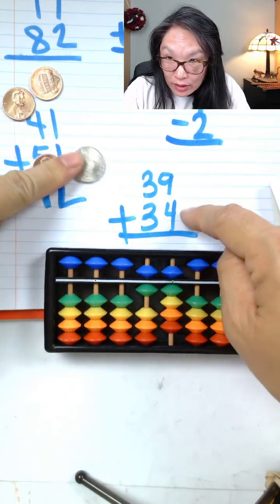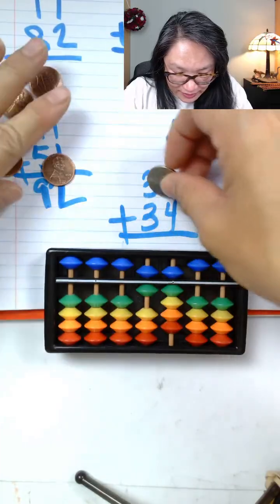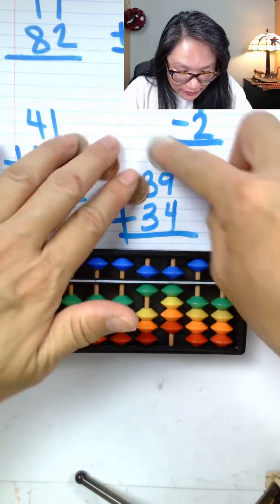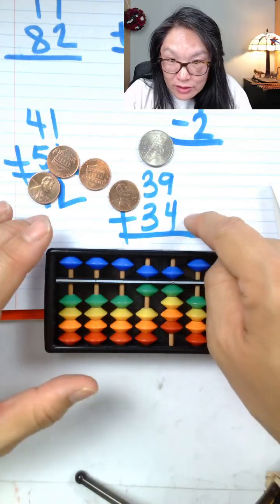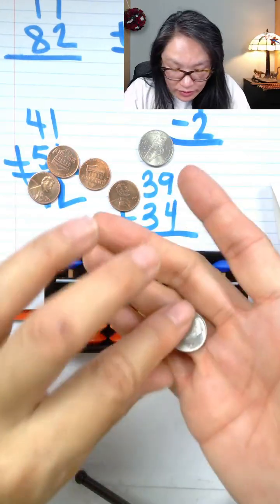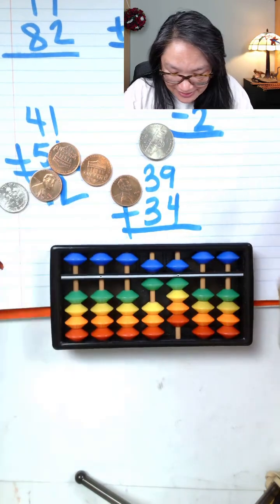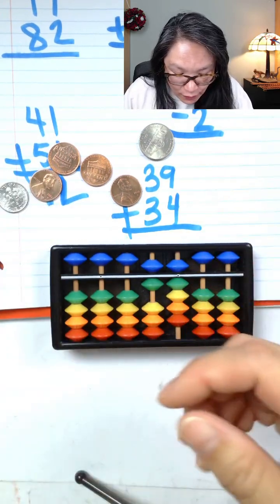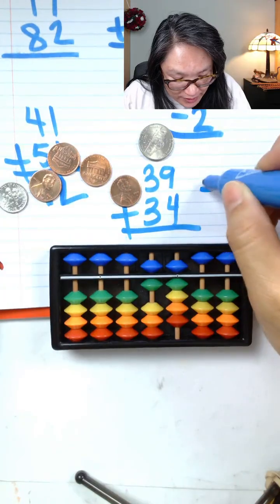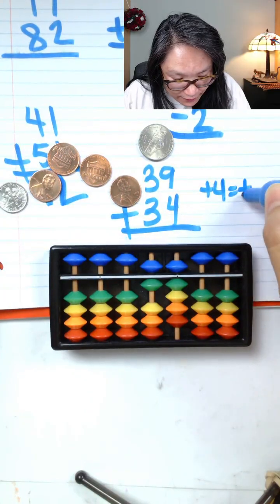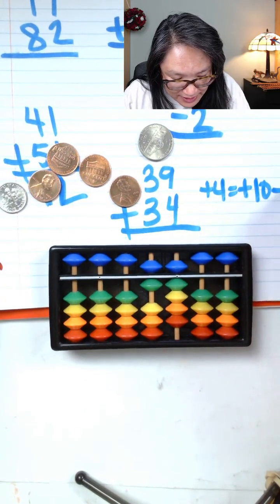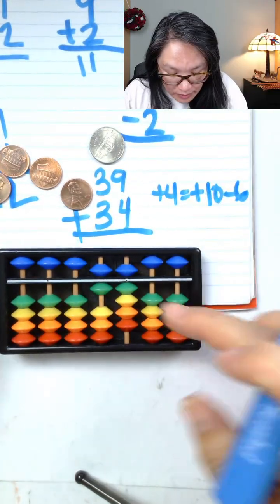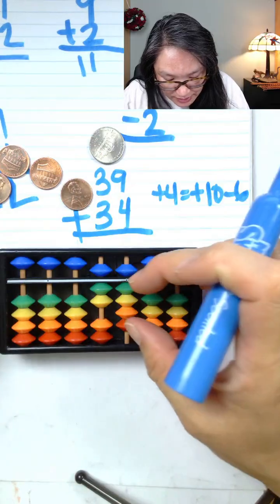We're going to add the 4. Guess what? We have 9. We have 9. We add the 4. There's too much. So what do we do? I got 10 cents. So what is it? Plus the 4 is what? Plus the 4 is equal to plus the 10 minus 6. So we're going to plus the 10, and we're going to take away the 6.